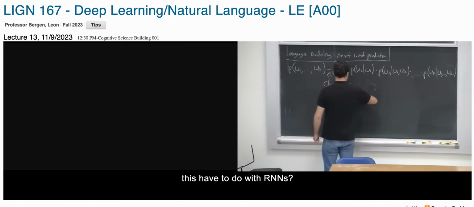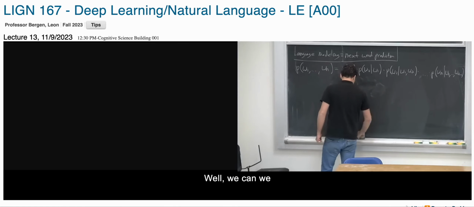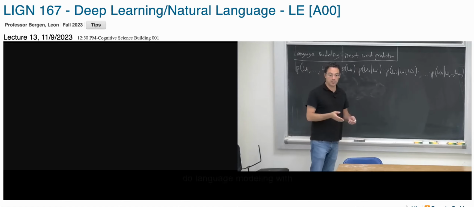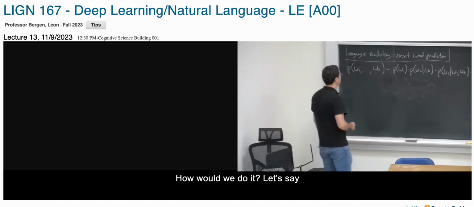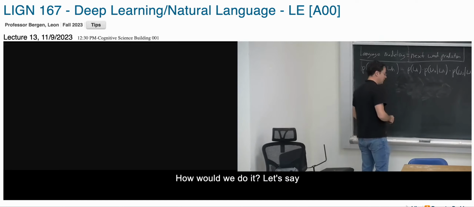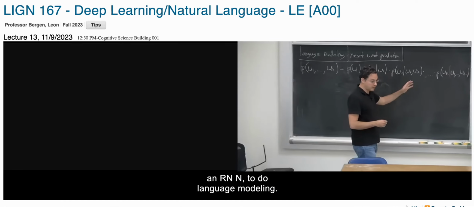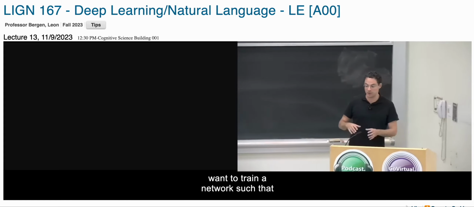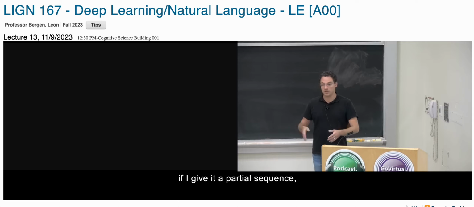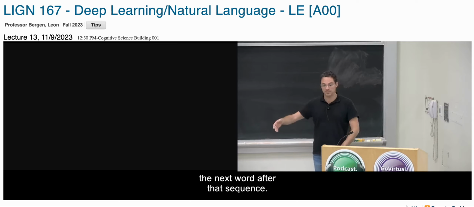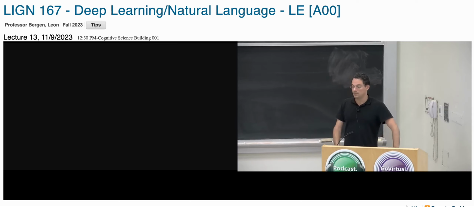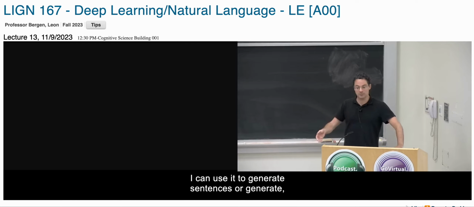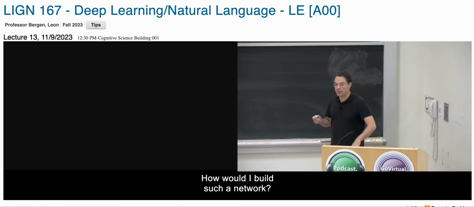What does this have to do with RNNs? Well, we can train a network to do language modeling with an RNN in a very straightforward way. How would we do it? Let's say that I want to train an RNN to do language modeling. What I mean by that is I want to train a network such that if I give it a partial sequence, it will tell me the probability of the next word after that sequence. And we'll do that for any sequence. If I have such a network, I can use it to generate sentences or generate text. So how would I build such a network?